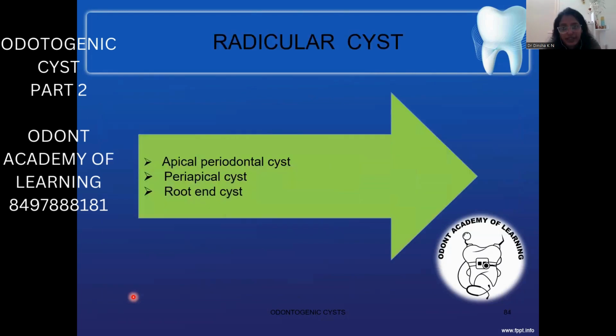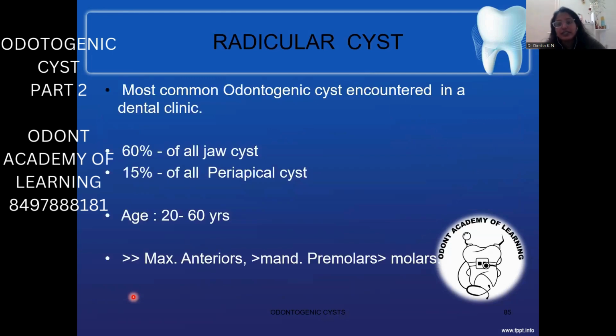So what is basically a radicular cyst? Radicular cyst is also known as an apical periodontal cyst, periapical cyst, and root end cyst. This is considered the most common odontogenic cyst encountered in a dental clinic. The most common odontogenic cyst is the radicular cyst, whereas the most common odontogenic cyst under the developmental category is the dentigerous cyst. This comprises around 60% of all the jaw cysts and 15% of all the periapical lesions.